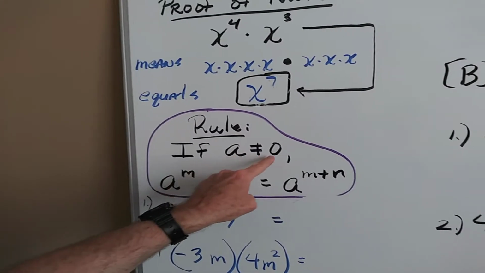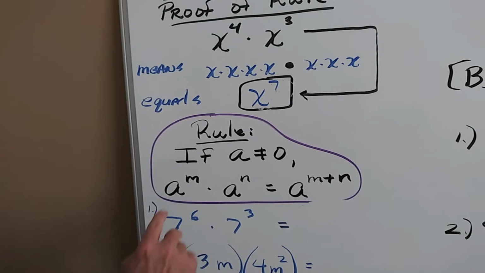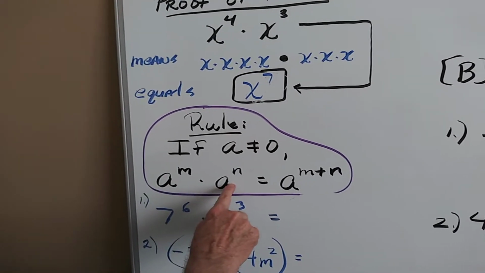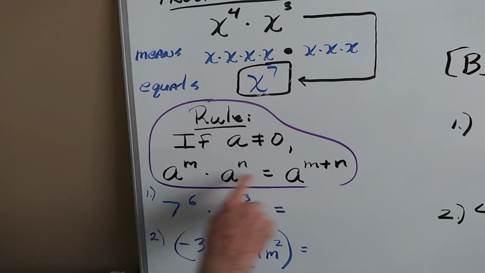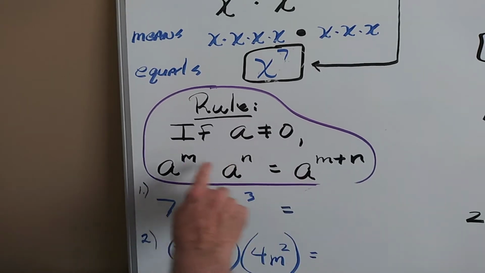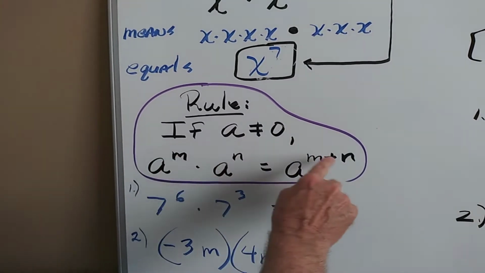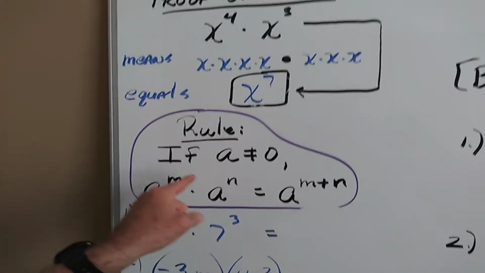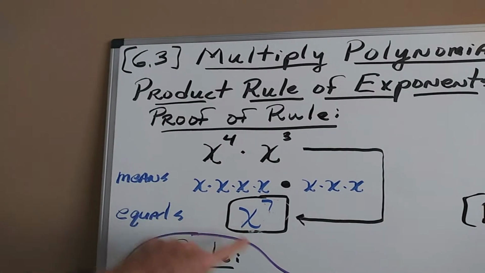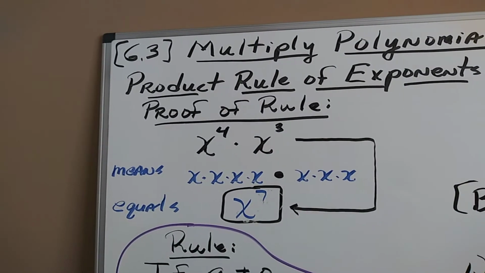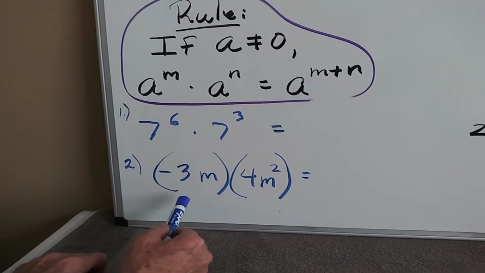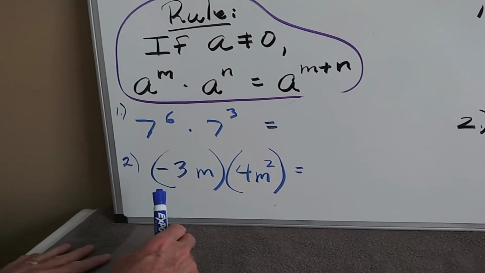If a does not equal 0, a to the m multiplied by a to the n will equal, bring over one of your like bases of a and take your 2 exponents and add them together. That's the rule, and that is exactly what we did up here to get an answer of x to the 7th. So we're going to look at 2 quick little examples of this product rule. Then we're going to move into 6.3.